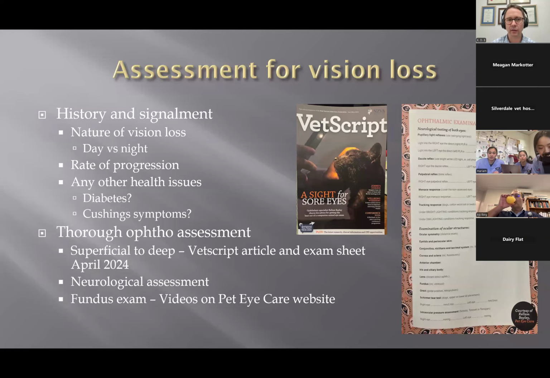Also, are there any other conditions which may be relevant? Most commonly, if it's a diabetic dog, potentially we're talking about diabetic cataracts, which would explain vision loss, or maybe there are cushingoid type symptoms which may be associated with SARDS, which we're going to cover a bit later in the talk.